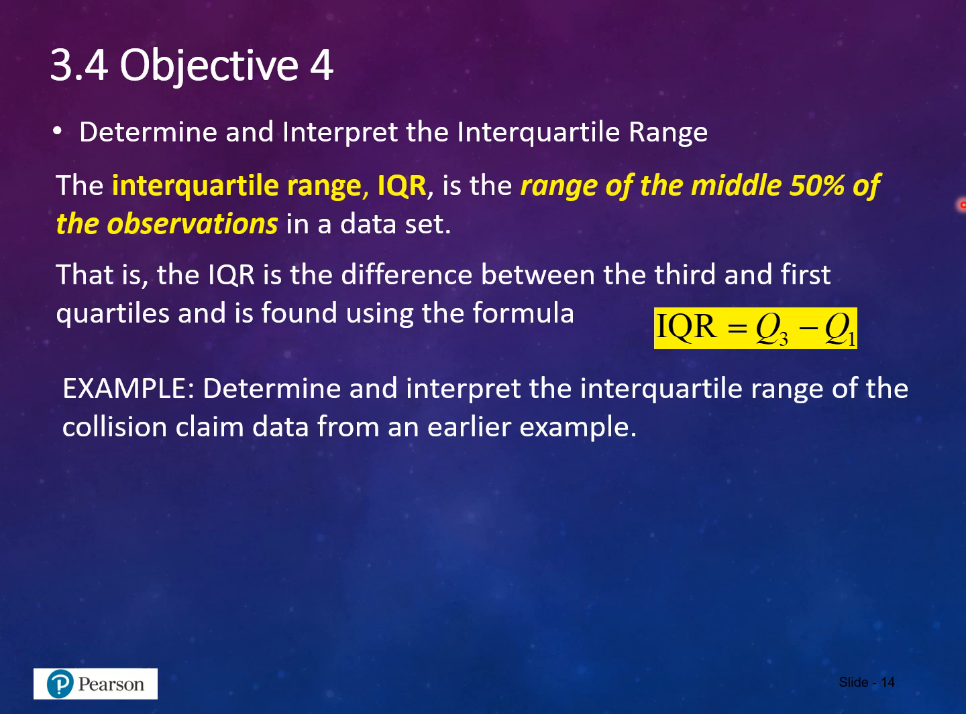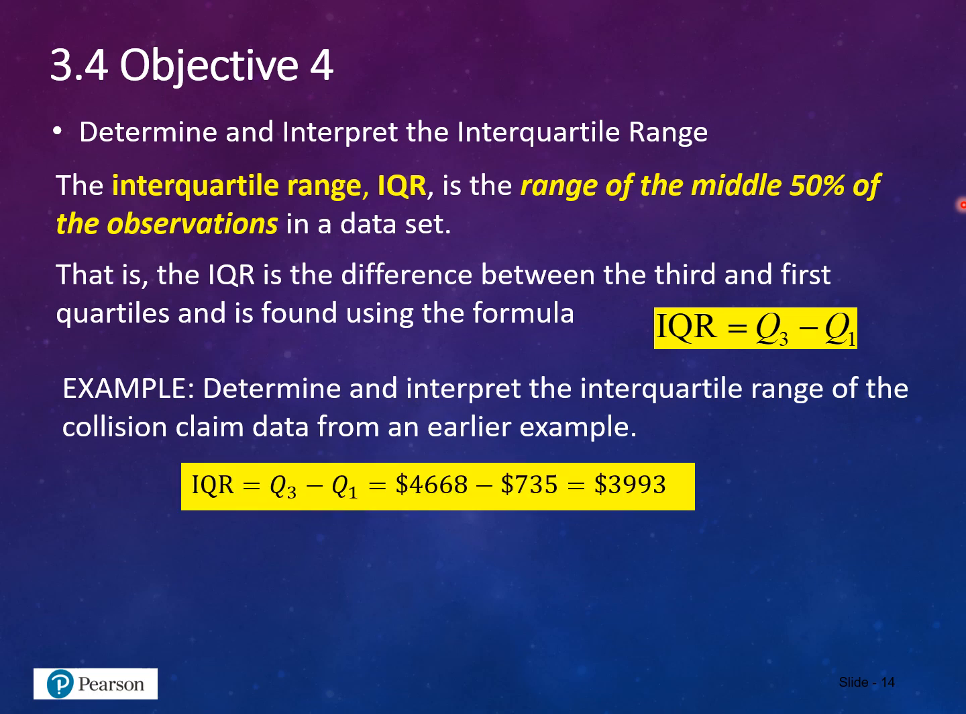So as an example, let's determine and interpret the interquartile range of the collision data from an earlier example. So again, what we had here is the third quartile, which was 4,668 in the last problem we just did. And the first quartile was 735. We subtract those, and we have values that are in the range of $3,993, which is the range of claims in the interquartile range, in the middle half of the range.